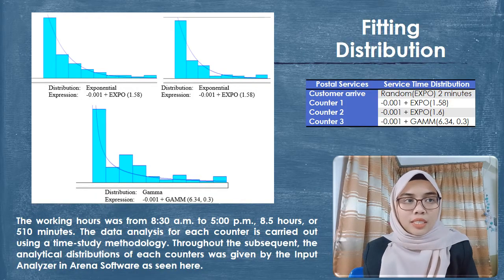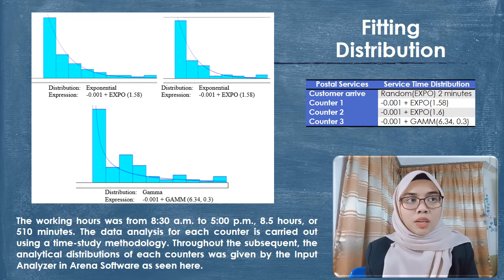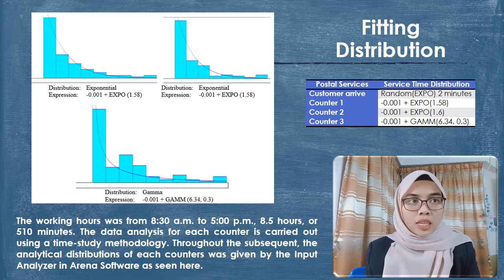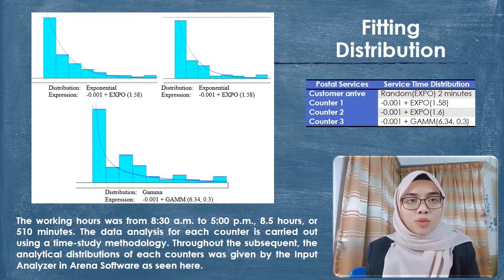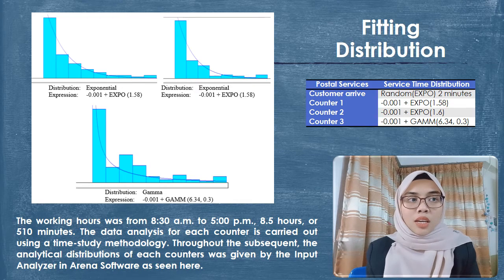The next one is fitting distribution. This is the service time distribution by the postal service. For customer arrival, I use random expo 2 minutes; counter 1, negative 0.001 plus expo 1.58; counter 2, negative 0.001 plus expo 1.6; and counter 3, negative 0.001 plus gamma 6.3, standard deviation 0.3. The working hours were from 8:30 am to 5 pm, which is 8.5 hours or 510 minutes. The data analysis for each counter is carried out using a time study methodology. Subsequently, the analytical distribution of each counter was given by the input analyzer as seen here.